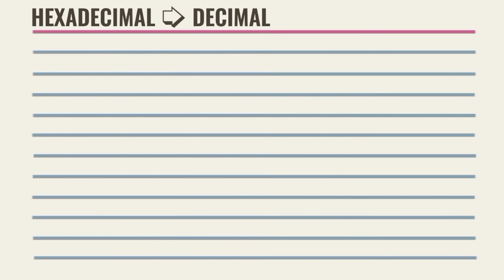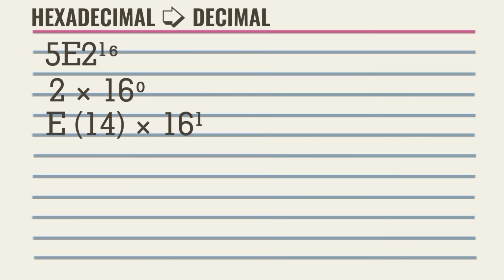Then last is to convert hexadecimal to decimal. Our given hexadecimal is still the same, 5E2 base 16. So first, let's separate each symbol and multiply it with 16 in exponential functions starting from the last digit. Means 2 times 16 to the power of 0, E which is 14 times 16 to the power of 1, and 5 times 16 to the power of 2.